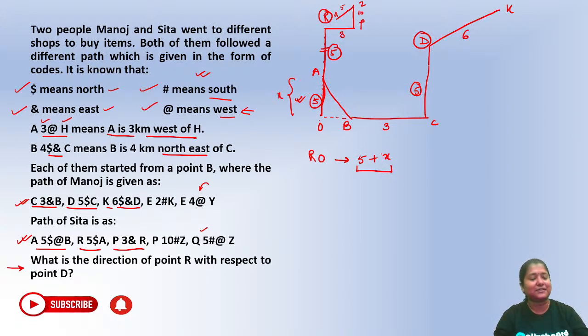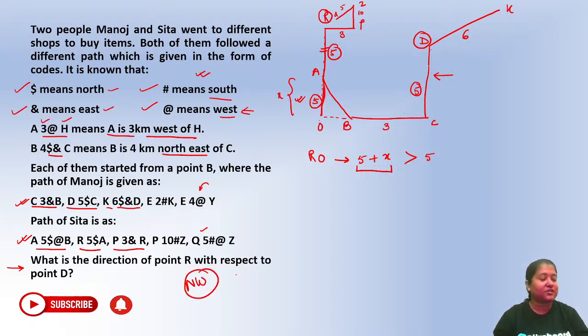That means 5 plus something else. And this D and C was equal to how much? This was 5 kilometers. So you can very well understand that this has to be greater than 5. So what will be the direction of R with respect to D? We can absolutely be sure that it has to be towards the northwest. So the answer here will be northwest.